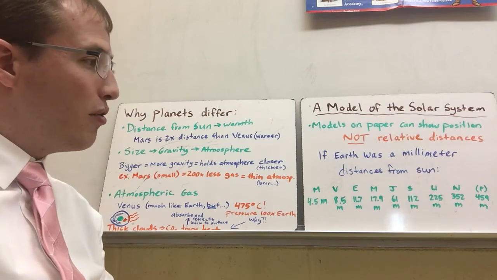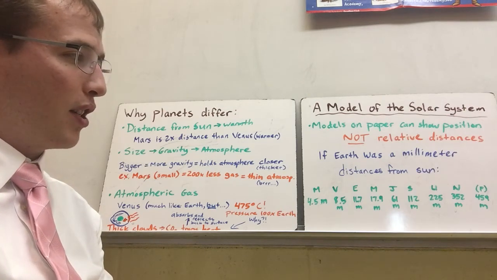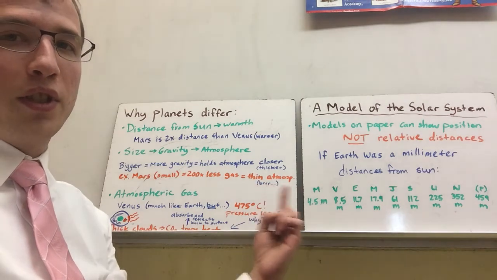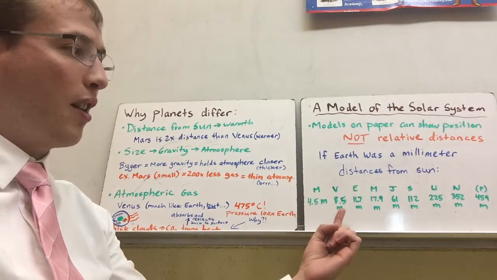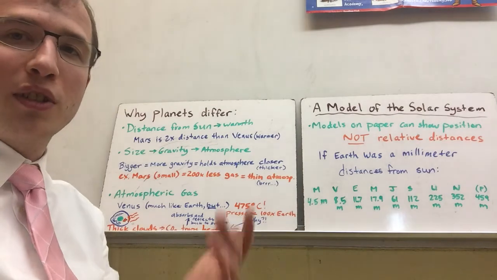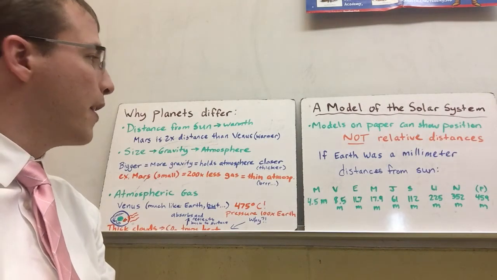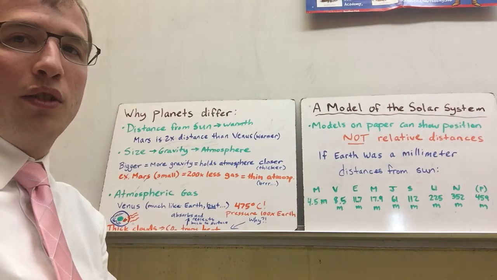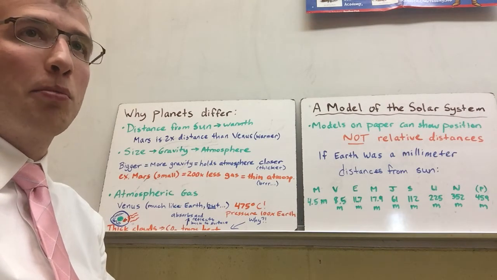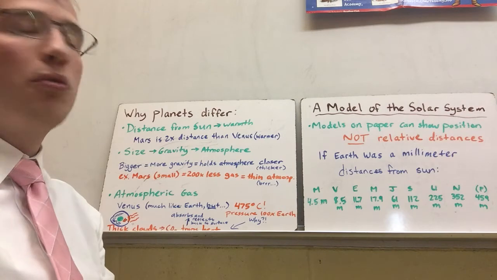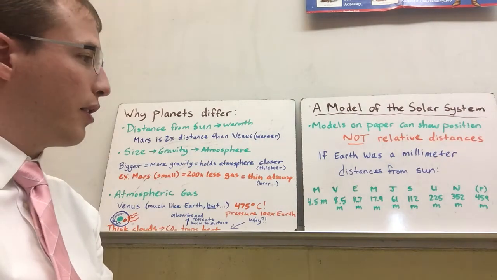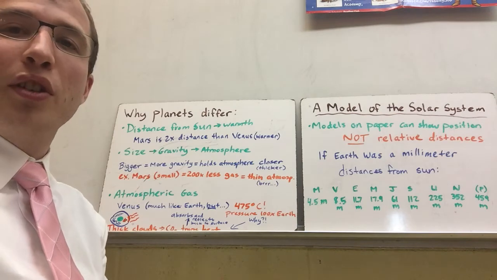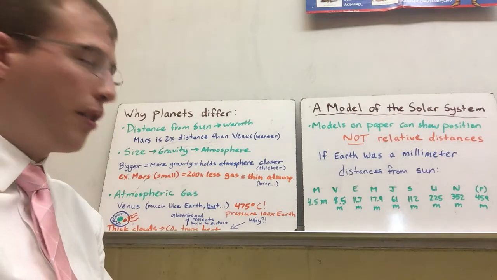Mars is 2 times the distance from Venus, right? So we have Mars here, and then from the sun, versus Venus to the sun. Now Venus is going to be much warmer because it's closer to the sun, okay? But distance is only one way to explain the differences between these planets. Well, another one is size, okay? So Mars is really small, whereas Earth and Venus are about the same size.